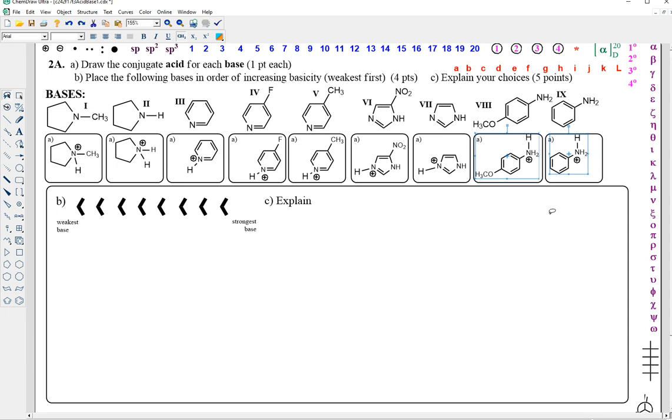The broad categories of acids and bases will be highlighted shortly. 1 and 2 are in the category of aliphatic amines. Nitrogen is attached to sp3 carbons. Nitrogen is also sp3.